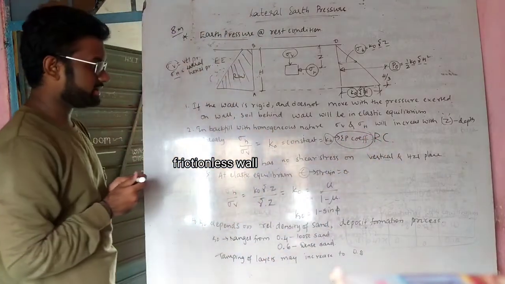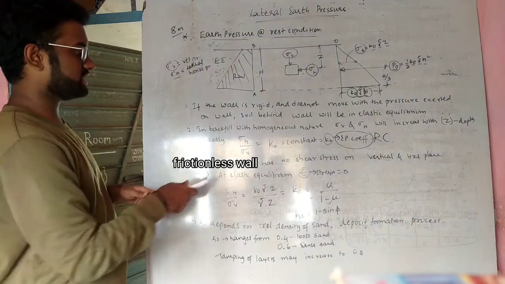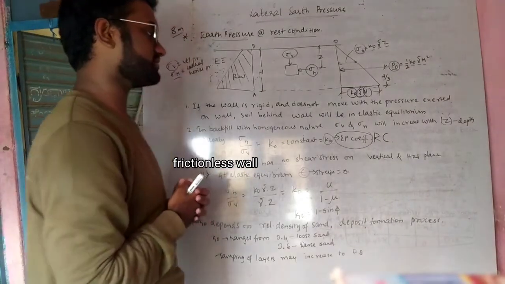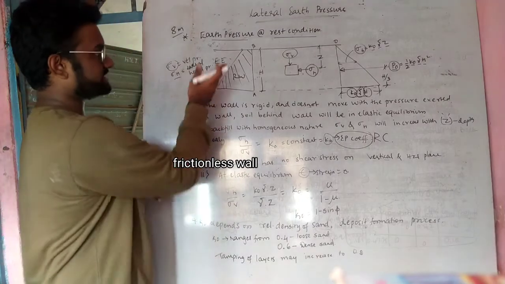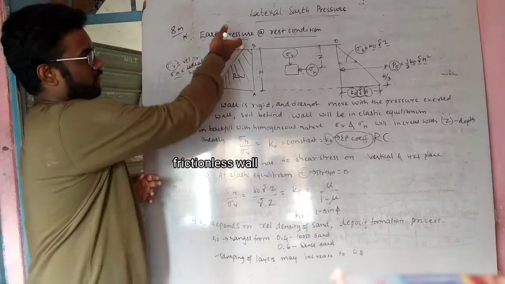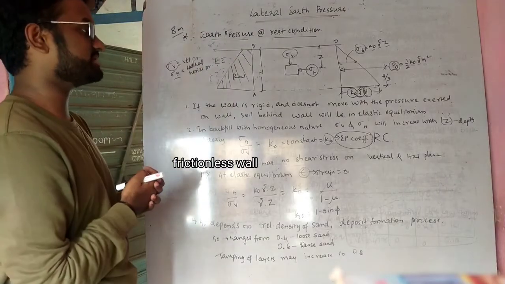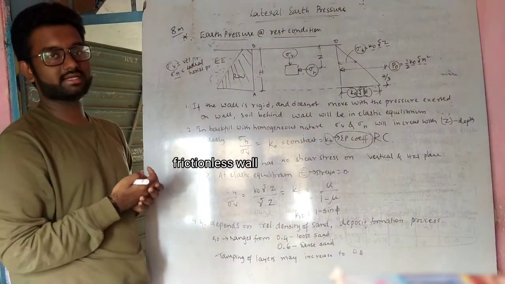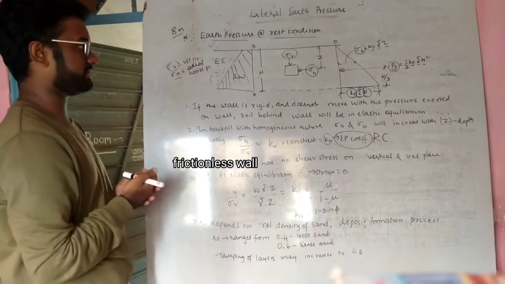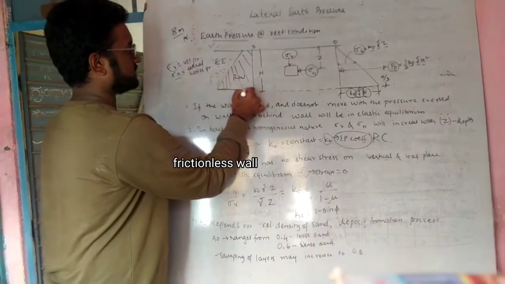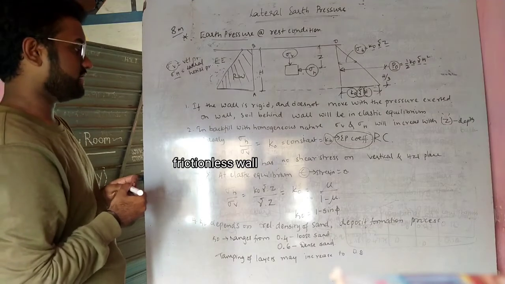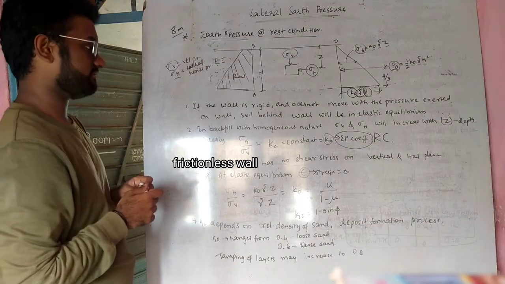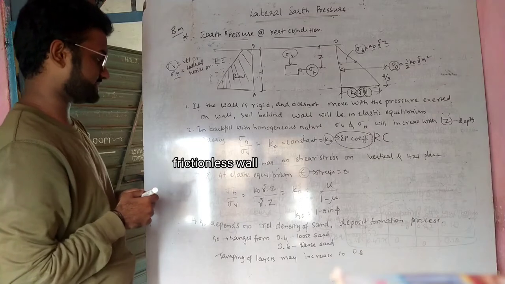Coming to the third point, a frictionless wall has no shear stress on the vertical and horizontal planes. If the wall is frictionless, that means the wall is smooth, then there is no shear stress on the vertical as well as the horizontal plane. So if this is the horizontal plane and this is the vertical plane, there is no shear stress. This is what the next point says.